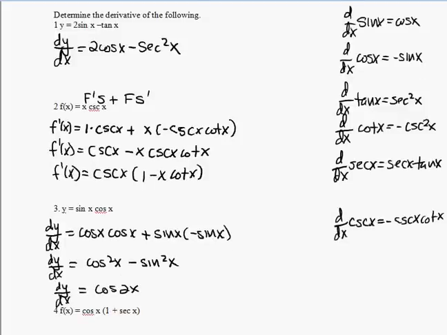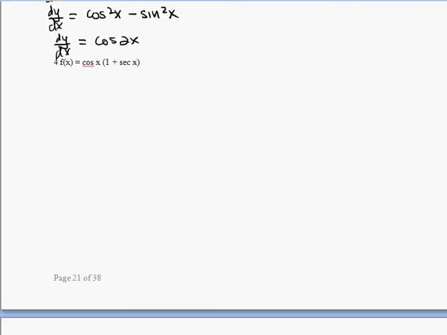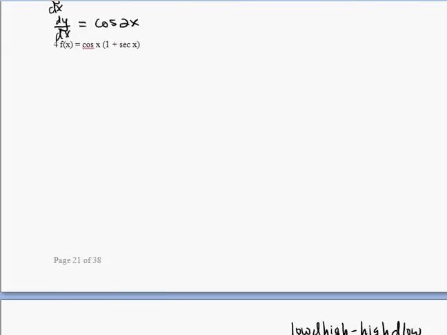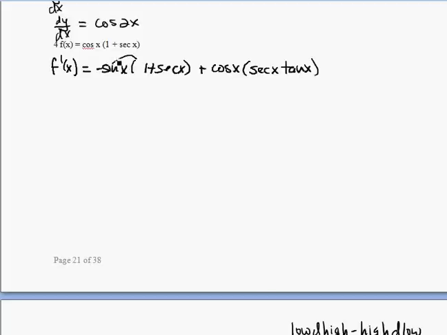Here we have another product. We have cosecant times 1 plus secant, so we'll be using the product rule again. So we have f prime of x: the derivative of the first is negative cosecant x cotangent x times 1 plus secant x plus the first times the derivative of the second. Well, the derivative of 1 is 0, and the derivative of secant is secant tan, so secant x tan x. I'm now going to multiply these three. Well, conveniently, cosine times secant is 1, so I'm just left with tan, and I'm going to distribute this negative sine.